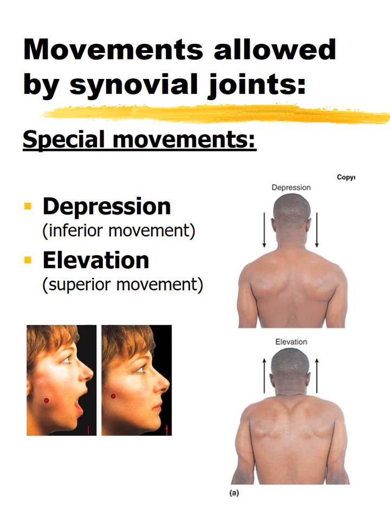Depression is the inferior movement of a part of the body. An example of this would be opening your mouth to chew food. Elevation is the superior movement of a body part, and so now this would be closing your mouth, say when you're chewing food.